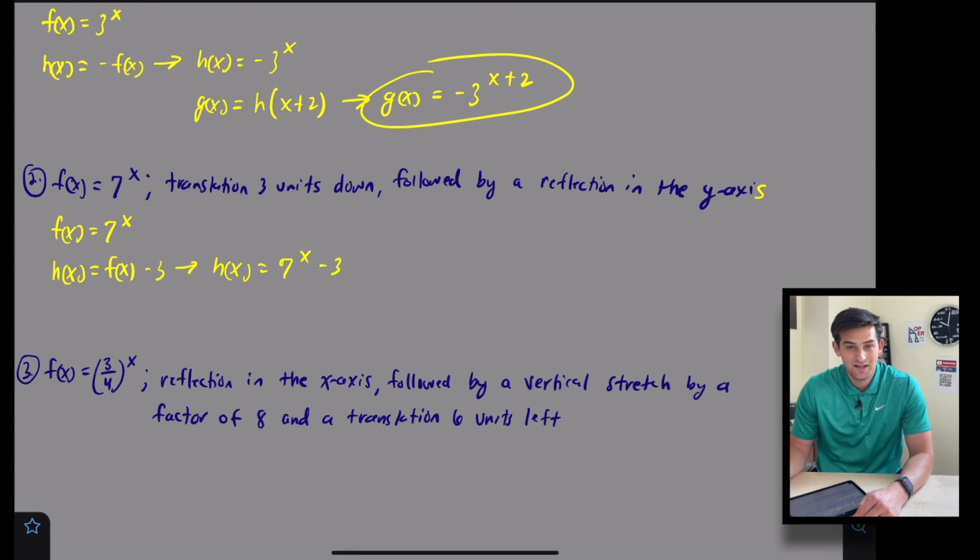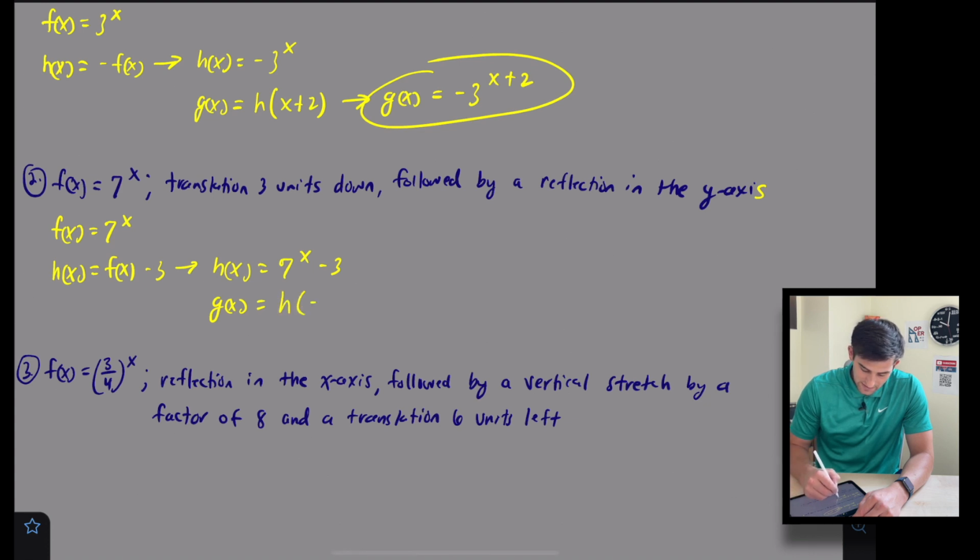Now we're going to reflect in the y-axis. So let's go g of x is equal to, and we're going to reflect in the y-axis, so we're going to make x opposite. So let's say this is going to be the h of negative x. So we get g of x for our final function would be 7 to the negative x power minus 3.